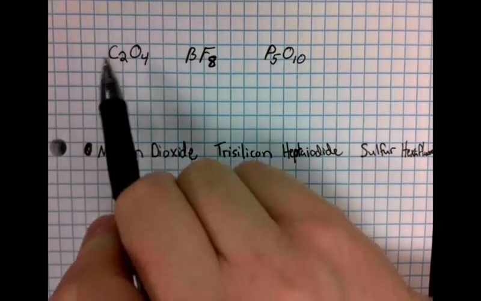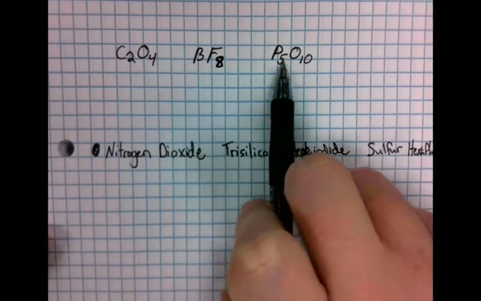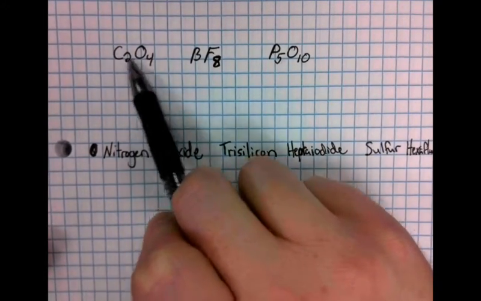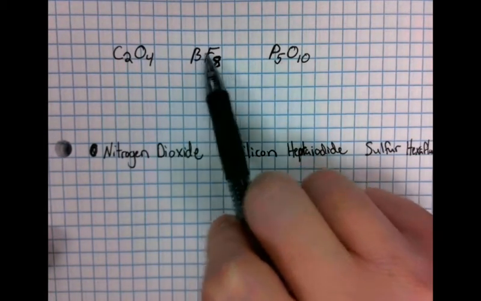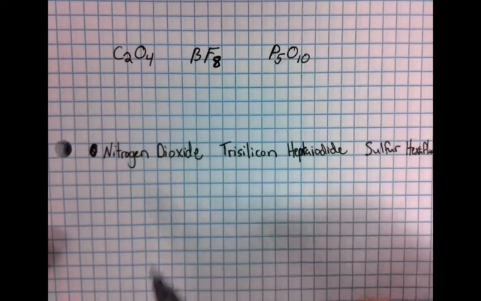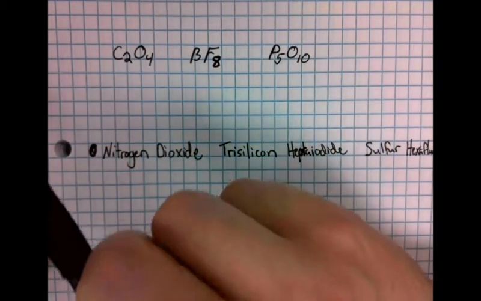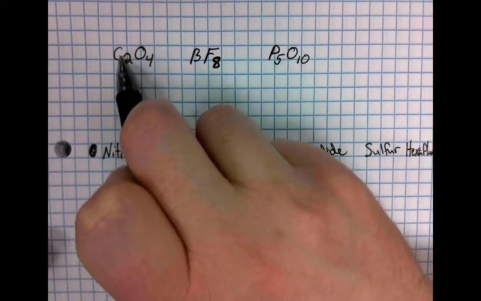So first, we can tell that all of these are molecular because their first elements are all non-metals that are not hydrogen. C2, that's a carbon. Carbon is a nonmetal. B is boron, that's a nonmetal. P is phosphorus, that's a nonmetal. So we're going to do our same kind of approach that we did before. We're going to name the first piece, adding a prefix if needed.